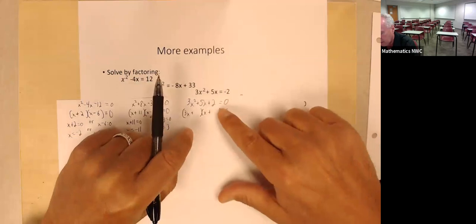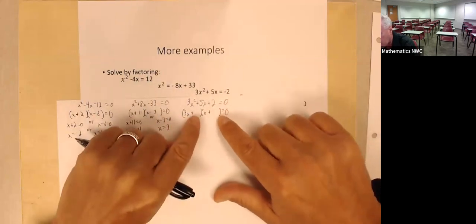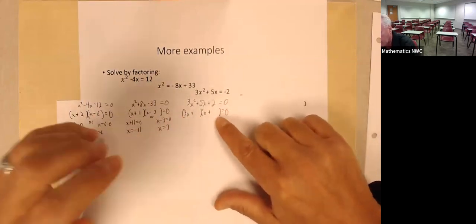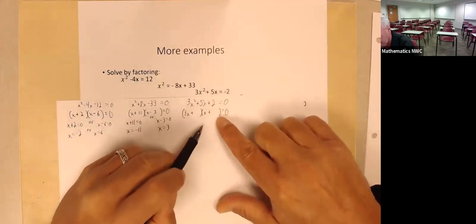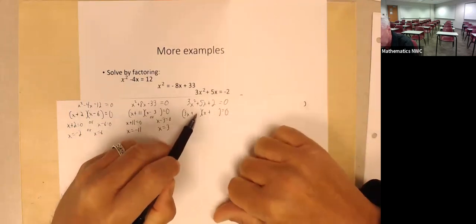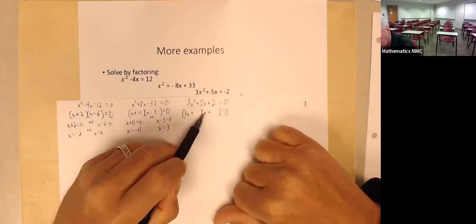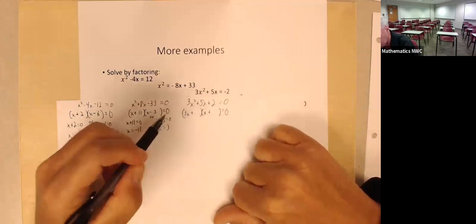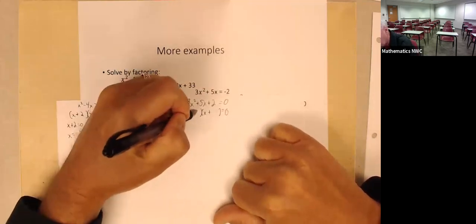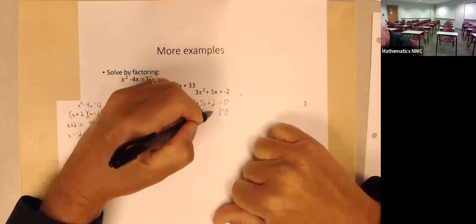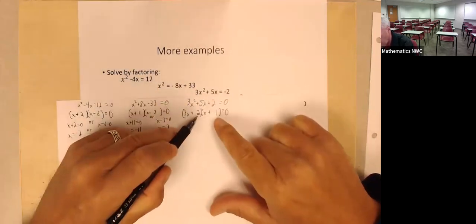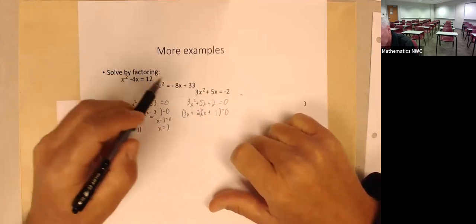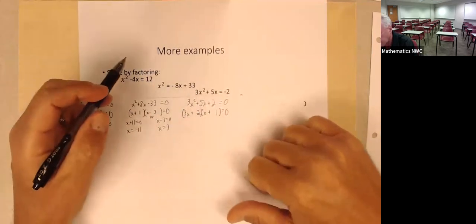I need the factors of 2, which have to be 1 and 2, but I got to be careful where I put them, because this number gets taken times 3, this number gets taken times 1, and they need to add up to be 5. That means the 2 must go here, and the 1 must go there. If I switch them, I won't get the 5x.